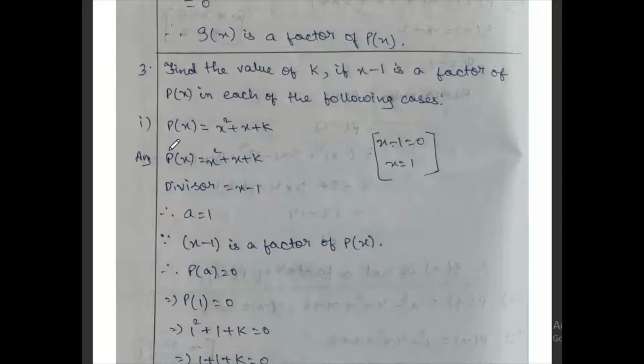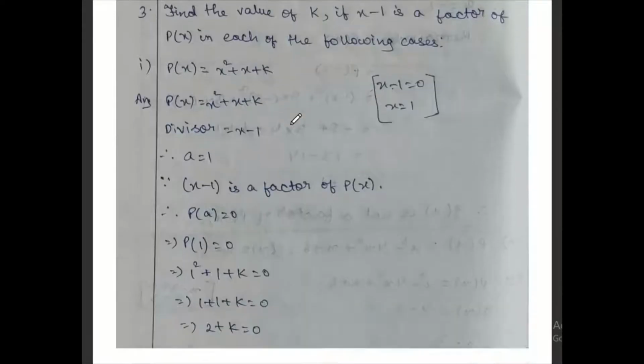Now question number 3. Try to learn properly. Find the value of k if x minus 1 is a factor of p(x) in each of the following cases. Already divisor is given. For every question dividend is also given. For every question we are going to find the value for k where x minus 1 is already given as a factor for the respective polynomial.